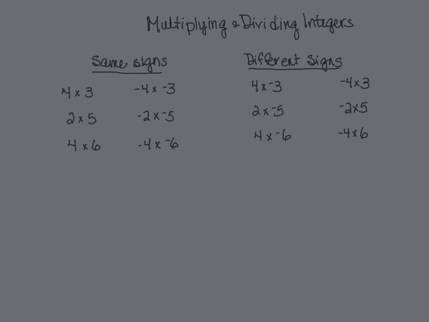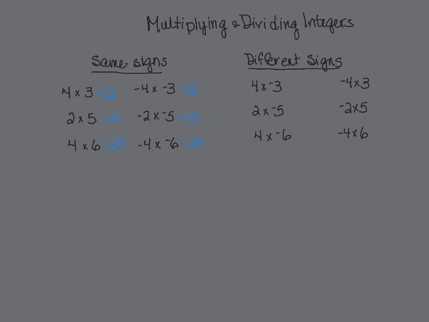If I have 4 times 3, we know in life that answer is 12. 2 times 5 is 10. 4 times 6 is 24. Okay, and we know that because we've been doing that forever. We're great at that. Okay, negative 4 times negative 3 is 12. It's the same signs. Negative 2 times negative 5 is 10. Negative 4 times negative 6 is 24.